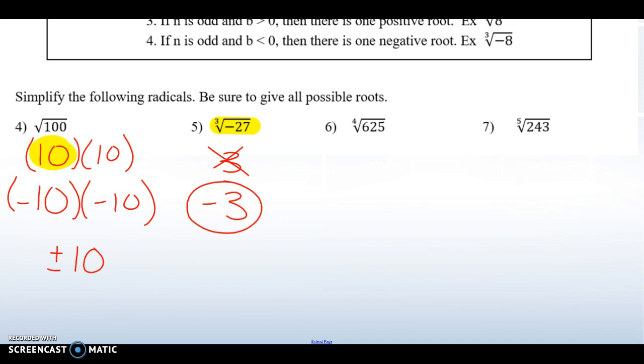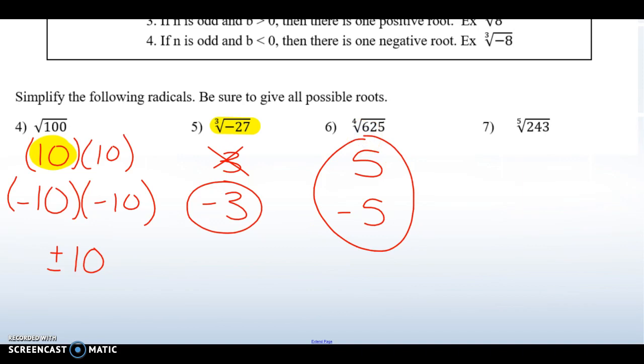So then number 6, what is the fourth root of 625? You can use your calculator, so do 4 math 5. Yeah, it's 5. Is it just 5? It's also negative 5. Right? Because a negative number, an even number of times, is positive. So an even root of a positive number, you're going to have two answers.